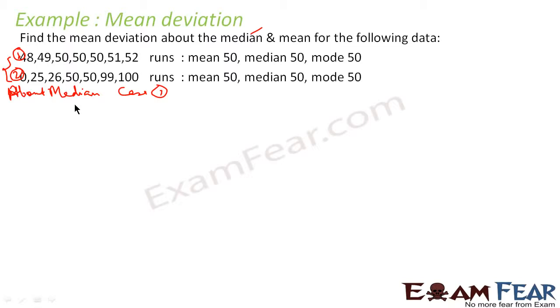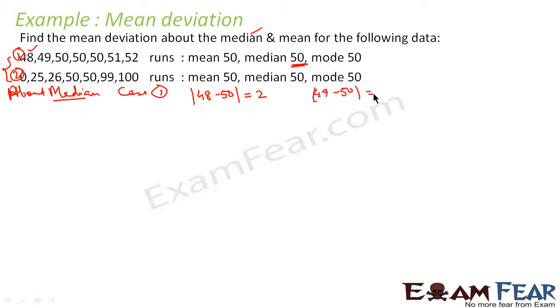What is the median? Because we are finding about median, we have to know the median, and the median is 50 here. Now we find the distance between these points and the median. The distance between 48 and 50 is 2. That is mod of 48 minus 50. Why are we taking mod? Because distance is always positive. Similarly, the distance between 49 and 50 is how much? Mod of 49 minus 50.